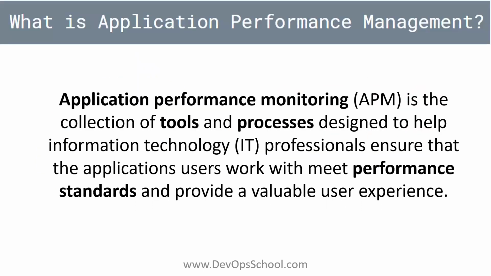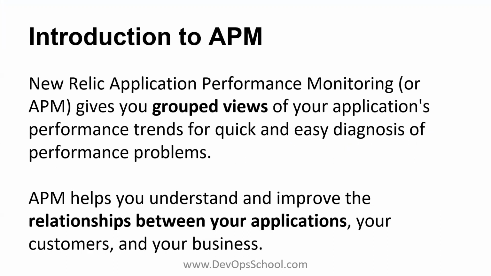So in APM, we use lots of tools and processes to collect the experiences, collect the response time, analyze the response time. Okay, and that process is called APM, application performance monitoring. You can also call it application performance management. Okay, so these are the things. So now you understood what is APM, all of you?